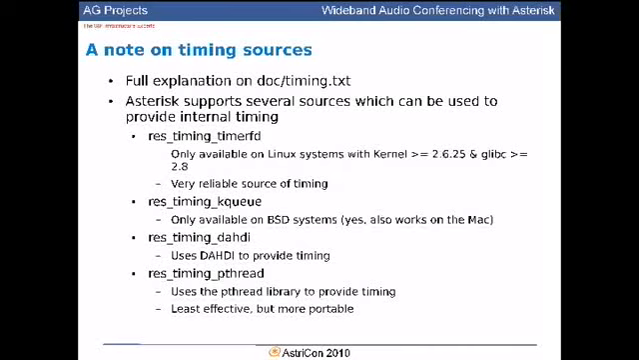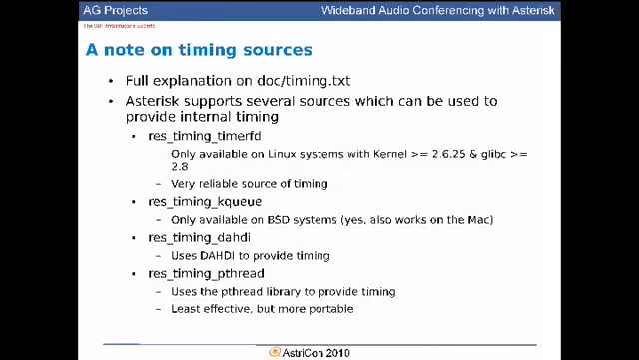It supports several timing interfaces which you can use to provide timing. They are ordered from higher accuracy, or the better, to the worst. So the timerfd interface is the best one. It runs only on Linux and with a certain version of kernel and glibc. It's a very reliable source of timing. Then we've got kqueue, which is the best timing interface you can get on a BSD-like system. And yes, Mac, it's BSD in this case. It has kqueue. You can run ConfBridge on your Mac.